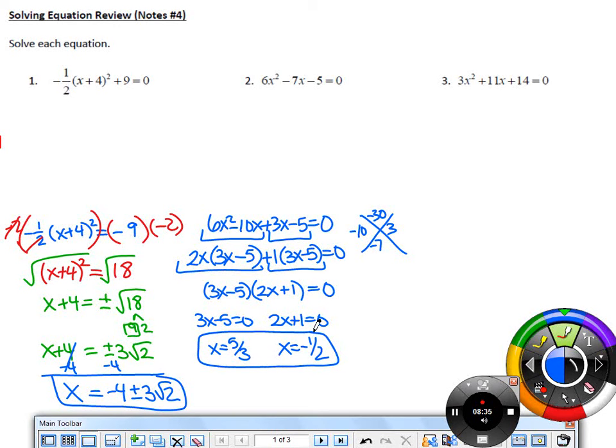So if you don't have a problem in this format, or if you do have it in this format and you decide to multiply it all out and get it in this format, we could use this.